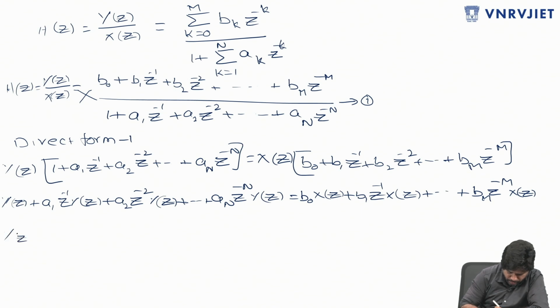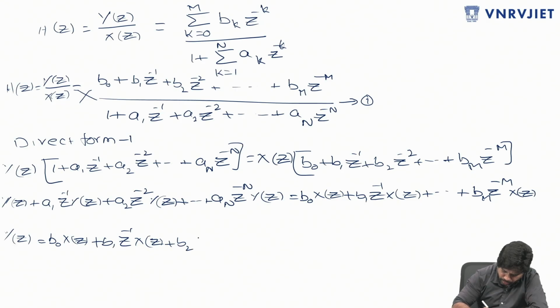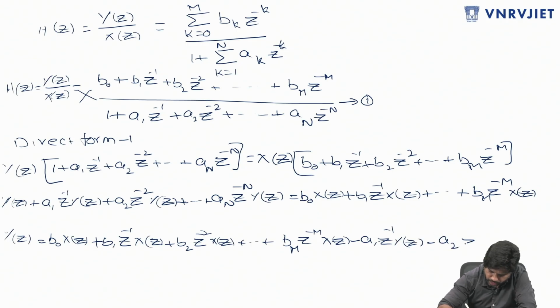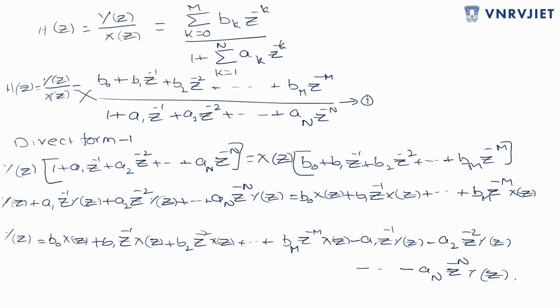So finally the equation for Y of z is equal to, the right side is the same: b naught X of z plus b1 z power minus 1 X of z plus b2 z power minus 2 X of z plus and so on plus bm z power minus m X of z, and take the left side terms to the right side, so it becomes minus a1 z power minus 1 Y of z minus a2 z power minus 2 Y of z minus and so on minus an z power minus n Y of z. So this is the final equation in the direct form 1.